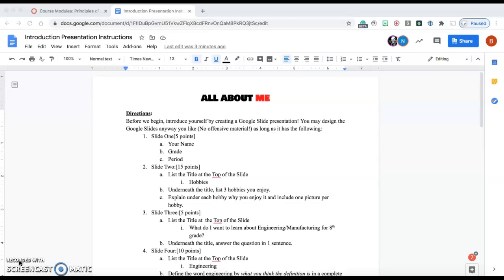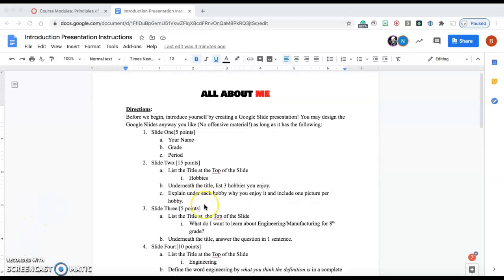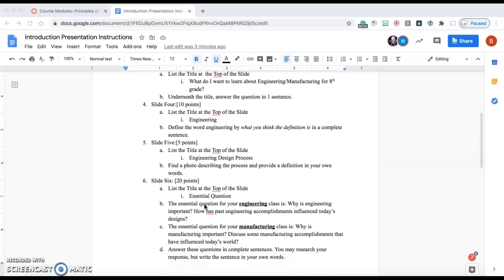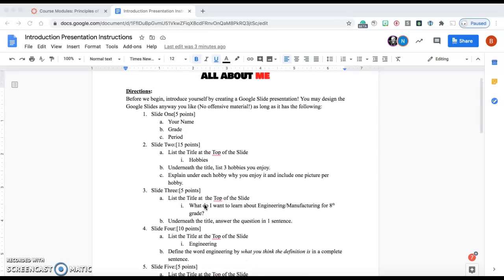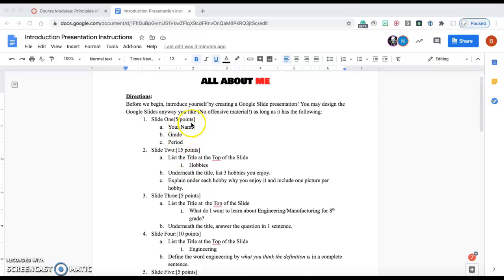Your presentation is required to have 6 different slides, each one containing the information that is listed on this document. The first slide is worth 5 points. You would have your name, your grade, and your period on there.